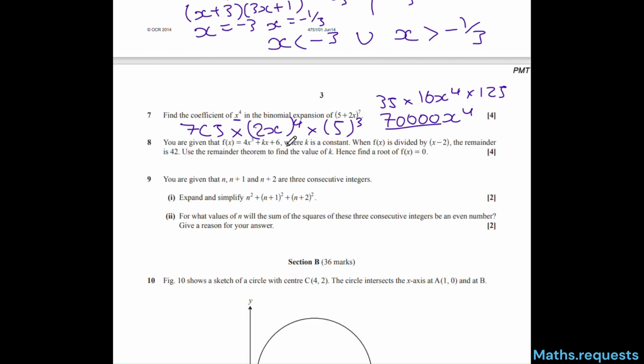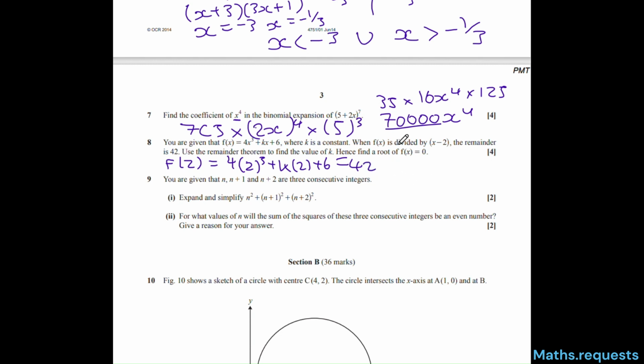You are given that f of x equals 4x cubed plus kx plus 6, where k is a constant. When f of x is divided by x minus 2, the remainder is 42. Use the remainder theorem to find the value of k and hence find the root of f of x equals 0. So we'll say f of 2 and then we'll plug in our values. So 4 times 2 cubed plus k times 2 plus 6. And that value should equal 42.